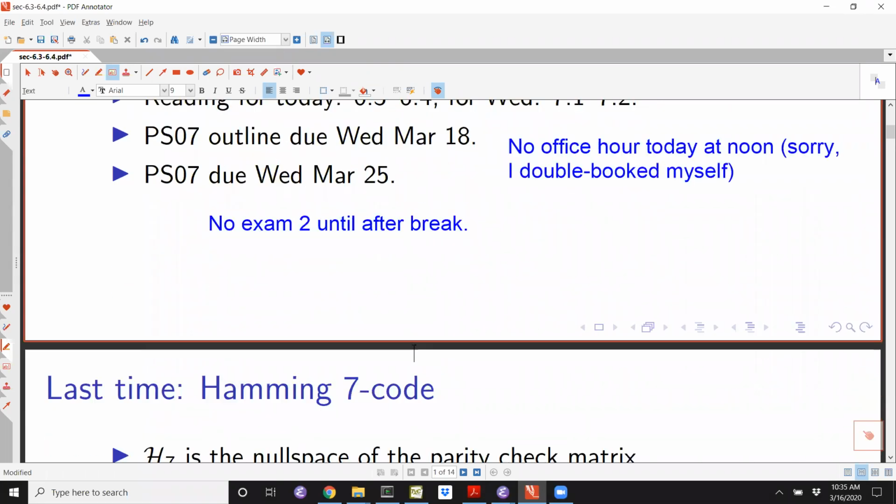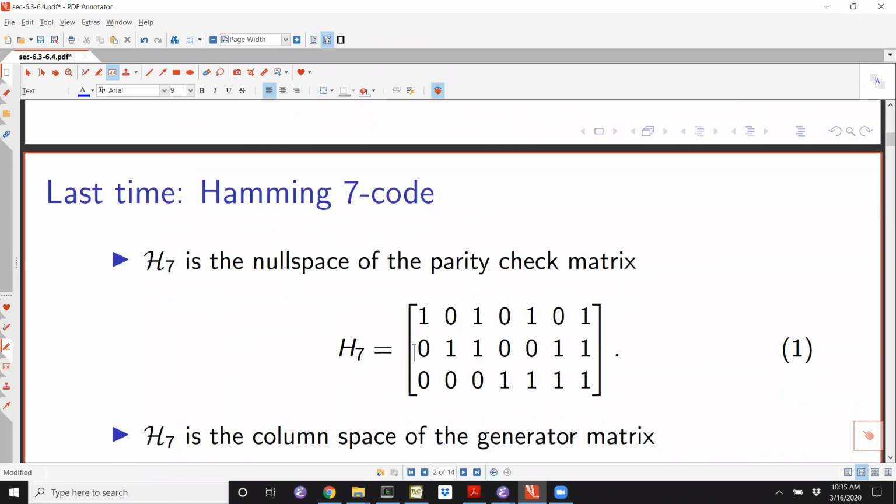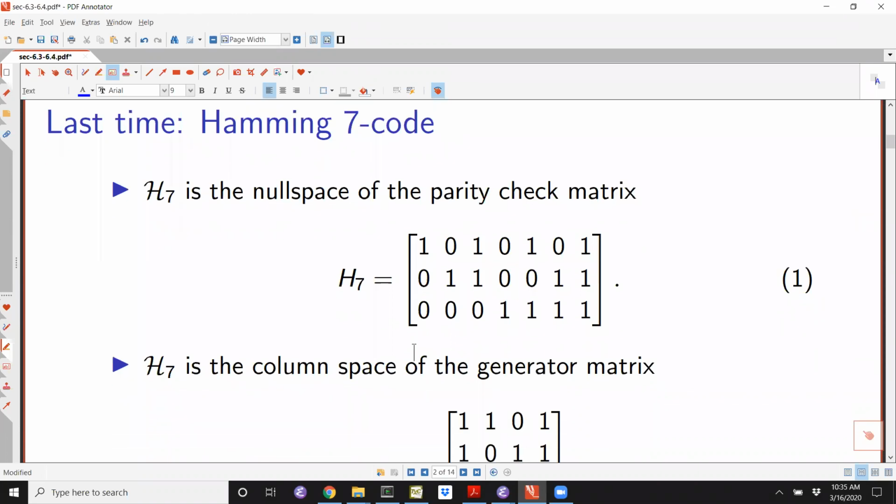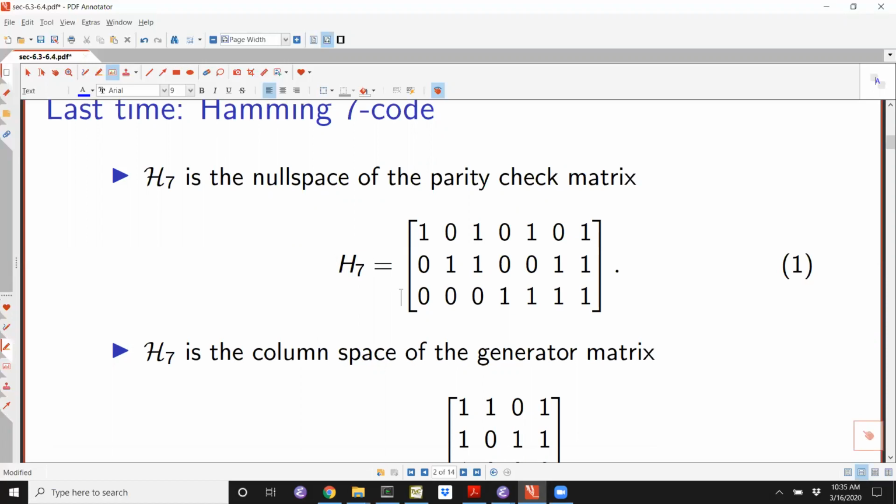So let's pick up where we left off last time. Last time I think we very quickly introduced the Hamming 7 code, and things were a little nuts last week anyway. So I'm just going to do maybe the last 5 or 10 minutes again, maybe slower. So last time we introduced the Hamming 7 code. So H7, the Hamming 7 code, is the null space of the parity check matrix, capital H7, as opposed to script H7.